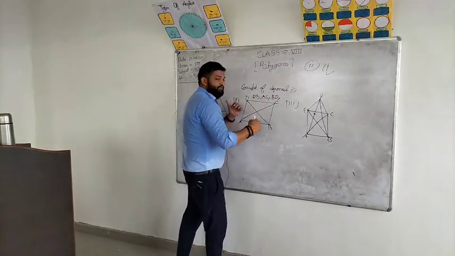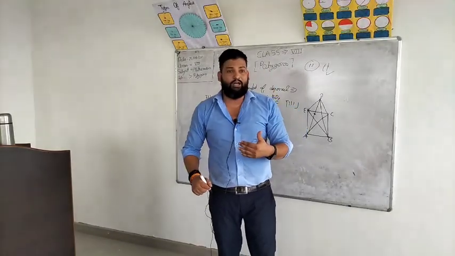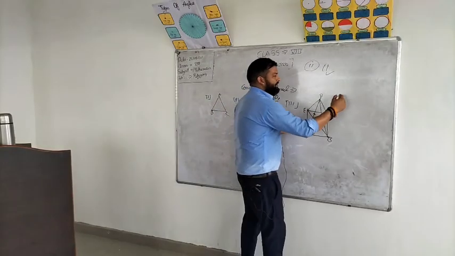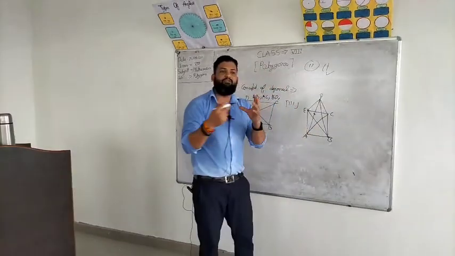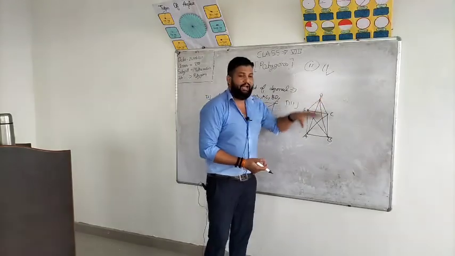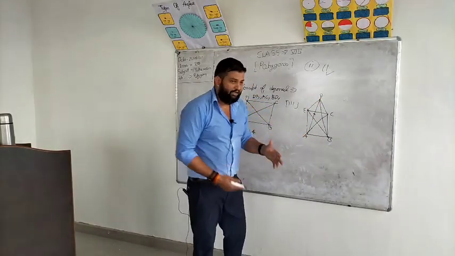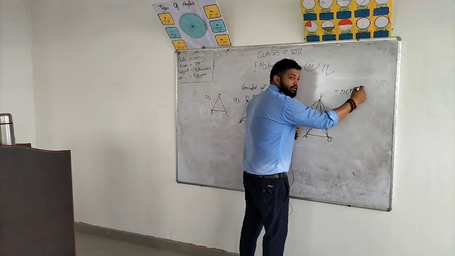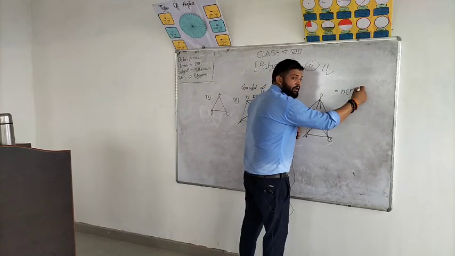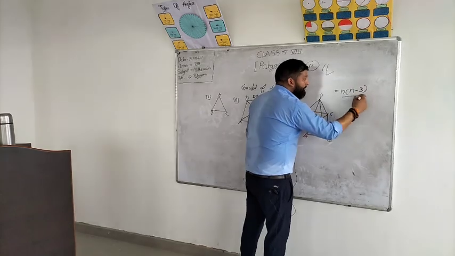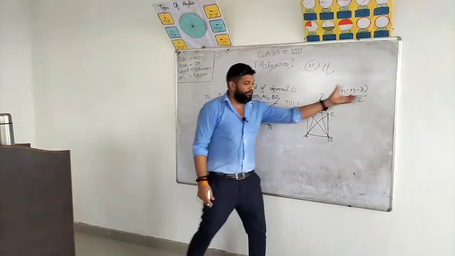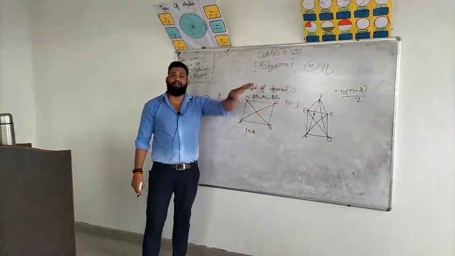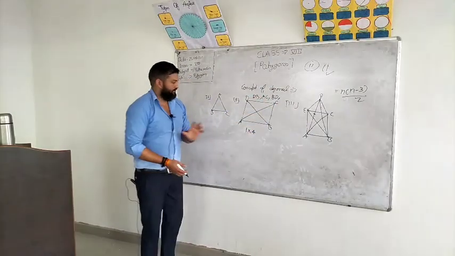Because we have to create a formula. We know the number of diagonals if the number of sides is given, and we have to find the formula for diagonals. So we know that it is n into n minus 3, divided by 2. Where do we find this formula? How can we find this formula? So we are finding the derivation of the number of diagonals.